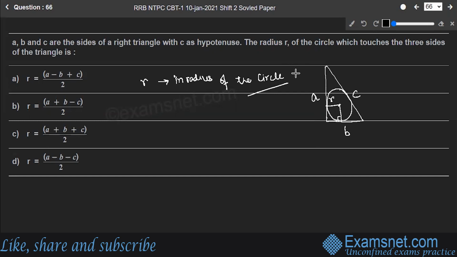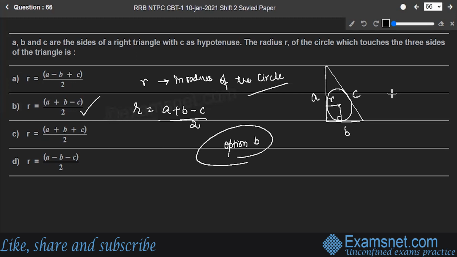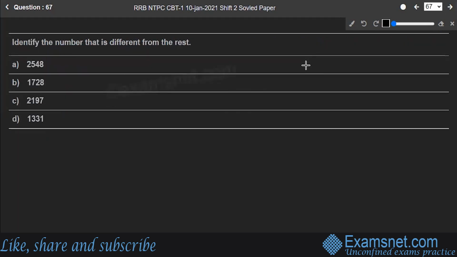There's a specific formula for the inradius of the circle, and that is given by R is equal to (A plus B minus C) divided by 2. That is, the sum of the two sides minus the hypotenuse, divided by 2. So we can directly use the formula if we know it. No need to go through all the derivations, because it is not needed over here. We just need the answer. So that's it. We have option B as the correct answer. Hope you understood this. Next is question number 67.